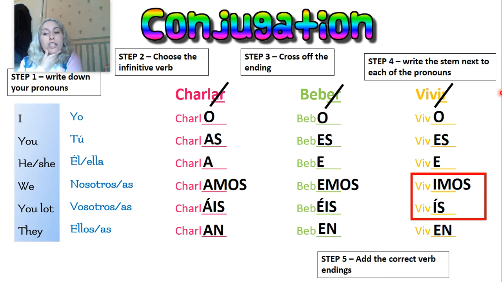I would pause the video now and write down these examples in your book or on a piece of paper so that you can revise from them.